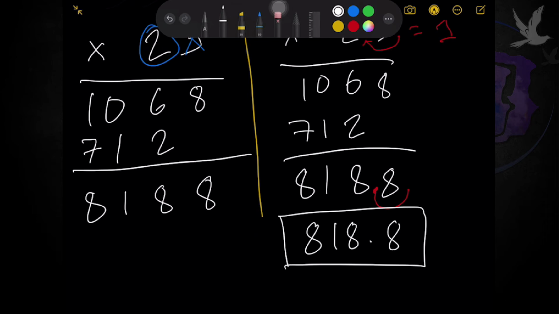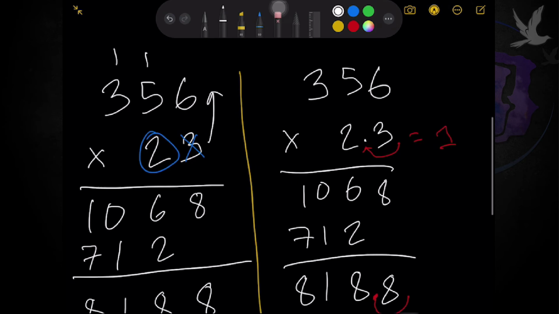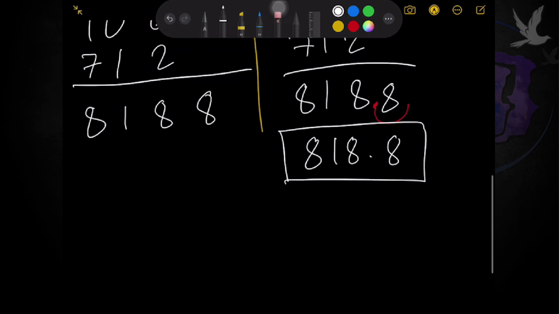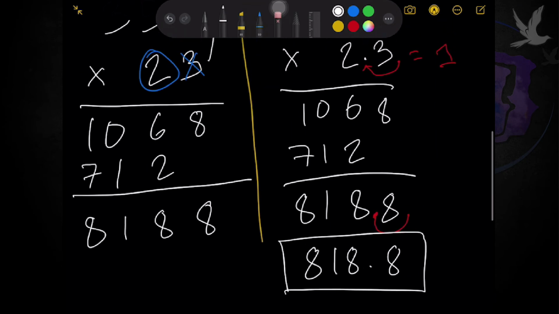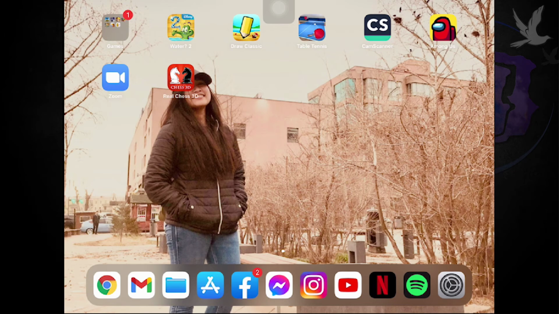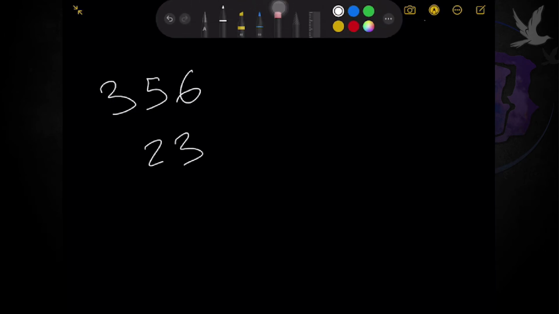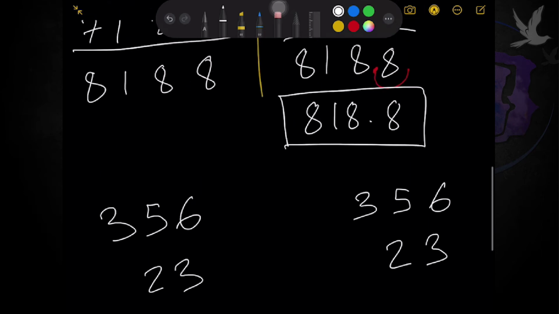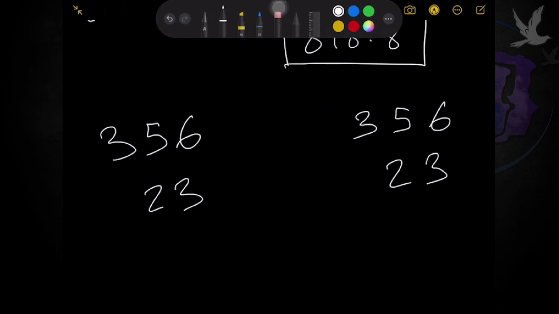Ganun lang. Okay, now, what if we're going to make use of the same digits. 356 and 23, side by side natin yan. 356, 2, 3. Oops. Okay, sorry about that. Meron tayong 2, 3, and then we have another 356, 23 naman dito. If you notice, the same lang talaga yun dun sa taas. It's just that we are going to make their different place value.